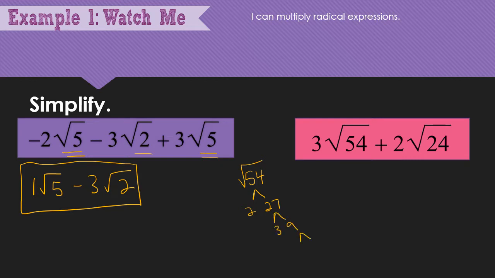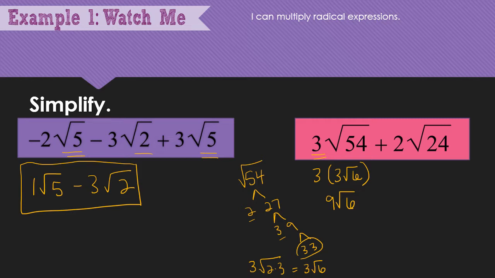Okay, 2 we can't go any further, it's prime. 3 can't go any further, it's prime. And then 9 is a perfect square. I get a grouping of 3's. So I can bring that 3 out front, because they have a pair, they're buddies. But the 2 and the 3, they're left inside of the house. So when I simplify just that part, I end up with 3 square root of 6. So when I plug that back in, I don't want to forget about the 3 that I started with. So 3 times 3 is 9. 9 square root of 6 is what this first radical term can simplify to.